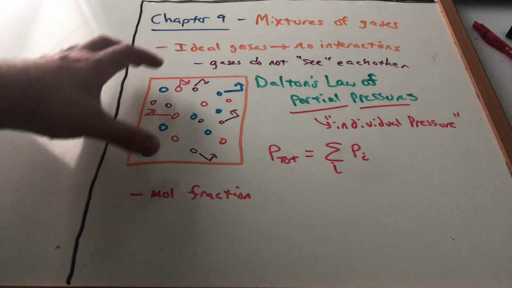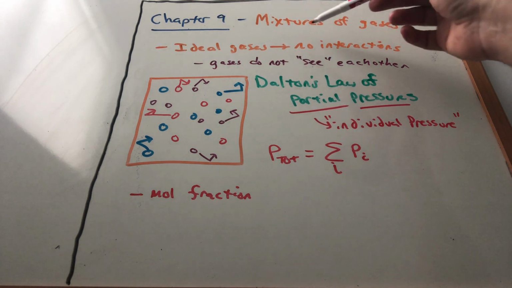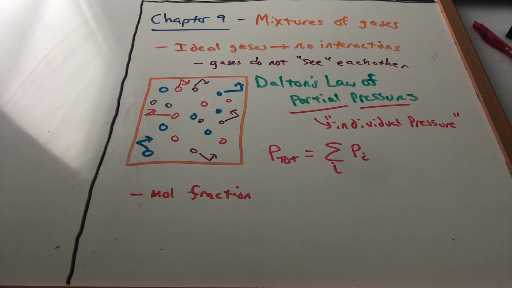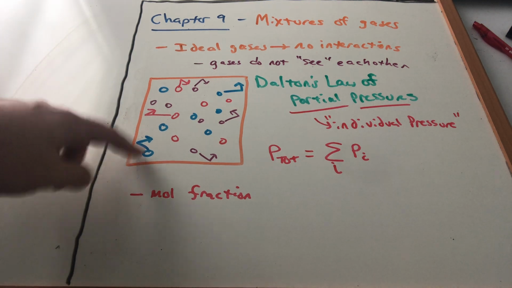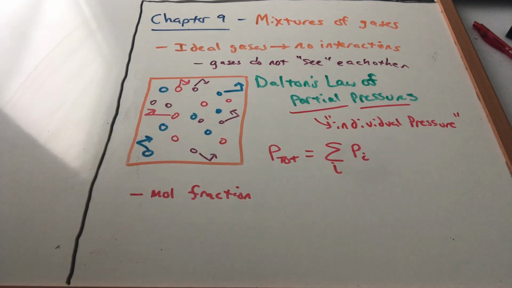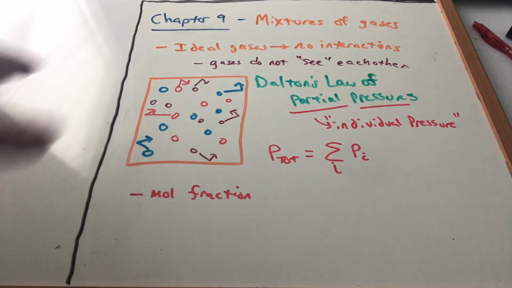So what happens when I have a container that doesn't just contain one gas, it contains multiple types of gas as well. If those gases are ideal, then what we assume is that there are no interactions. They never bump into each other. They do not see each other. So it's almost like to this blue gas here, there are no red or purple gas particles. So it has its own individual pressure. It exists in this space.